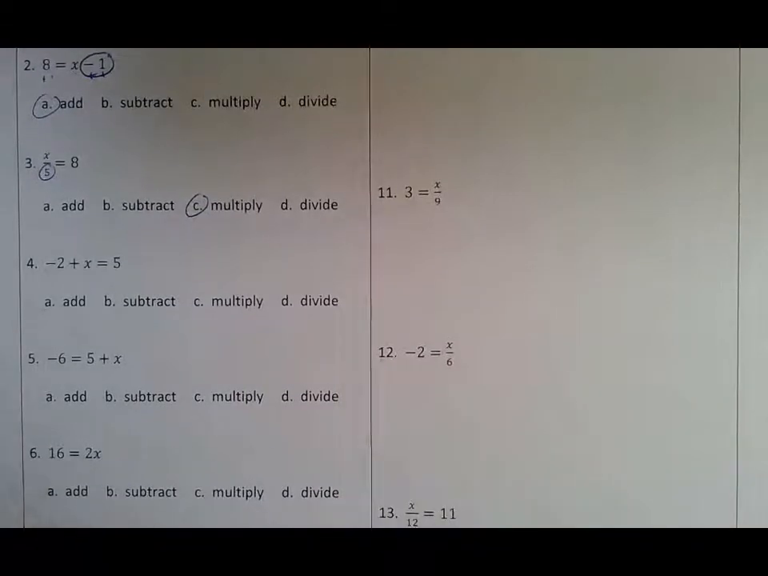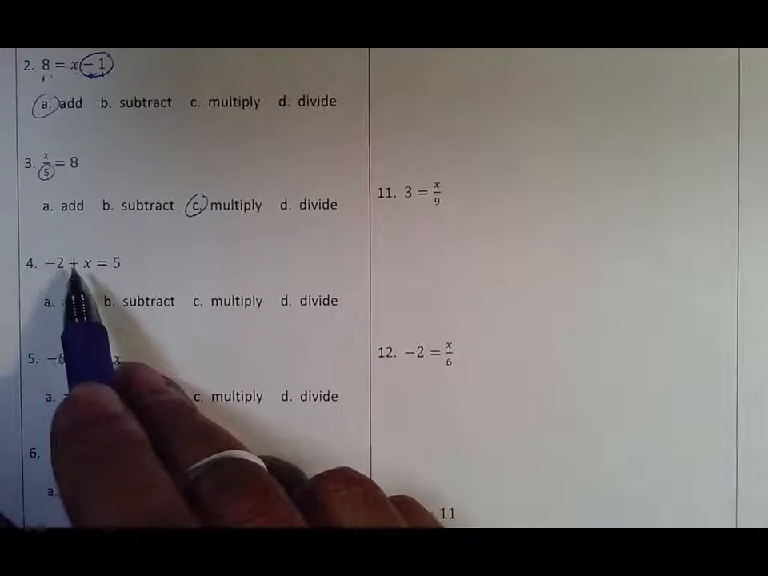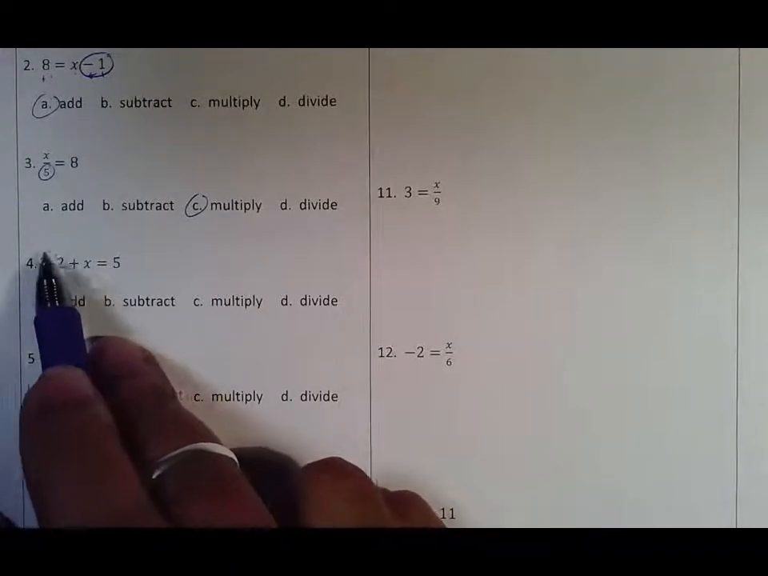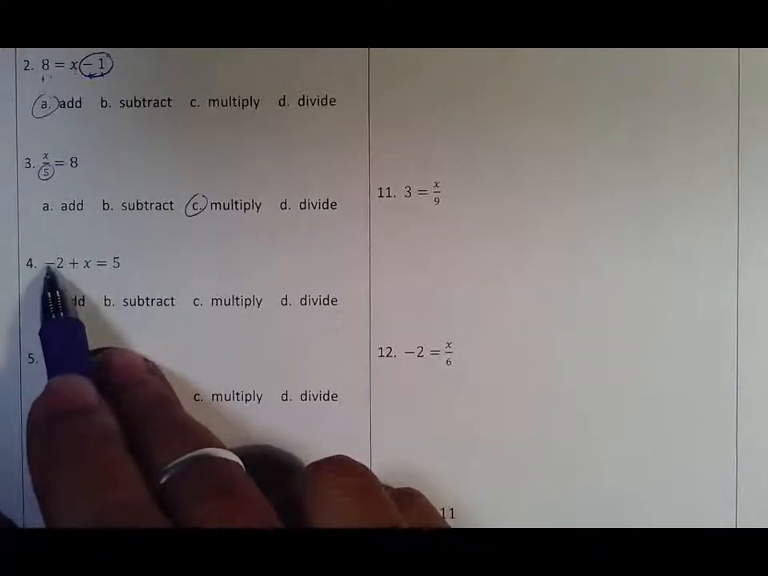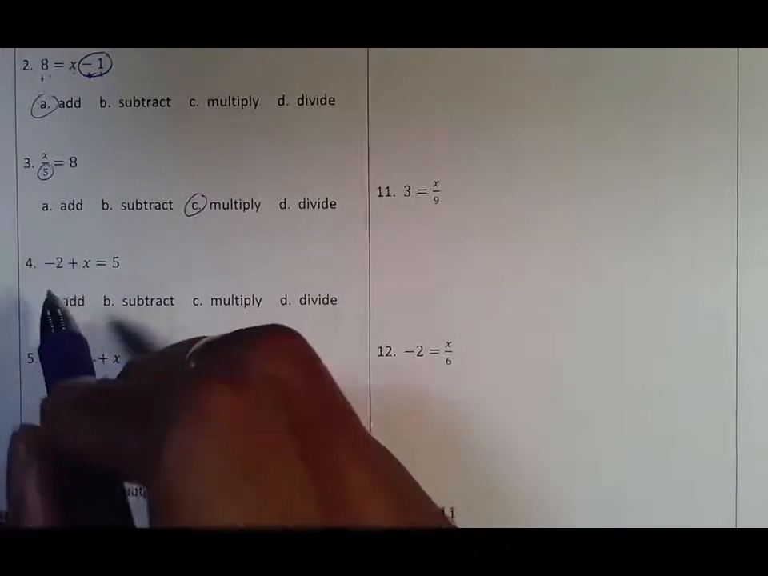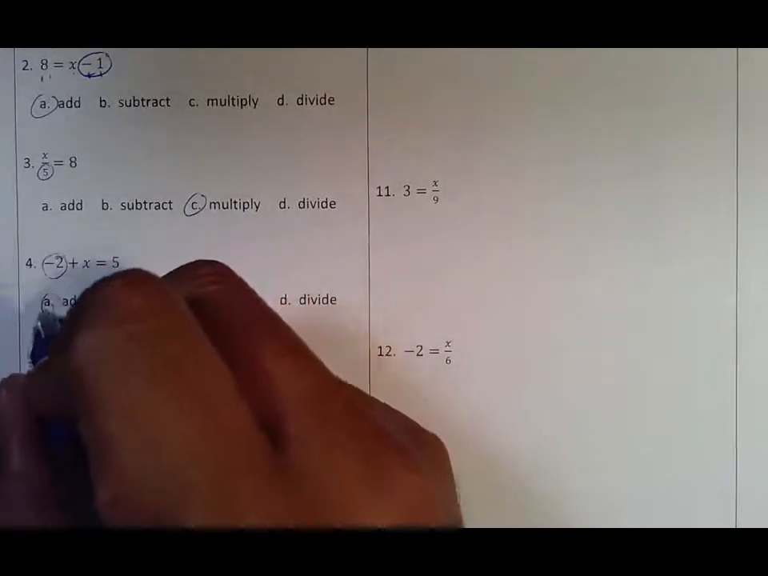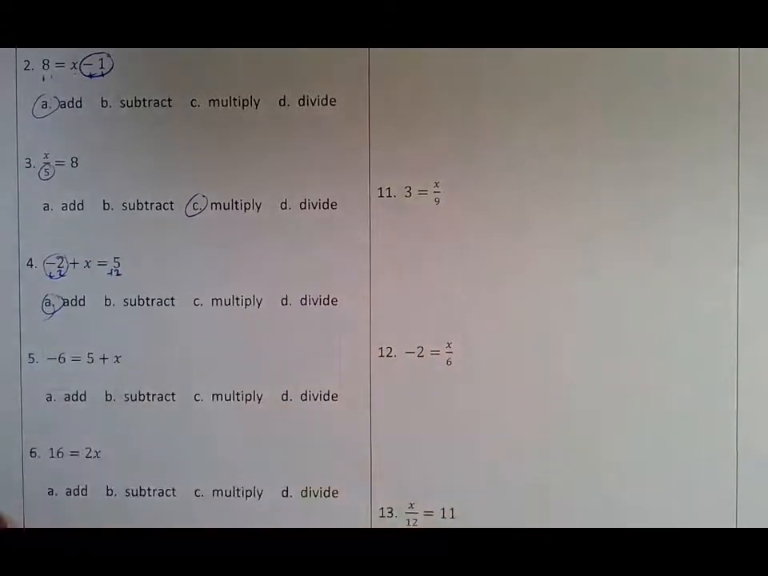Check out number 4, please. So looking at -2 plus x equals 5, this is tricky because it is addition, but it's not really addition. It's actually subtraction, because it would be x minus 2. So therefore what we're looking at here is that's -2, which means in order to move it, we would actually add 2 to both sides. So this is what has to go, and we would actually add 2 because that needs to be treated as such.